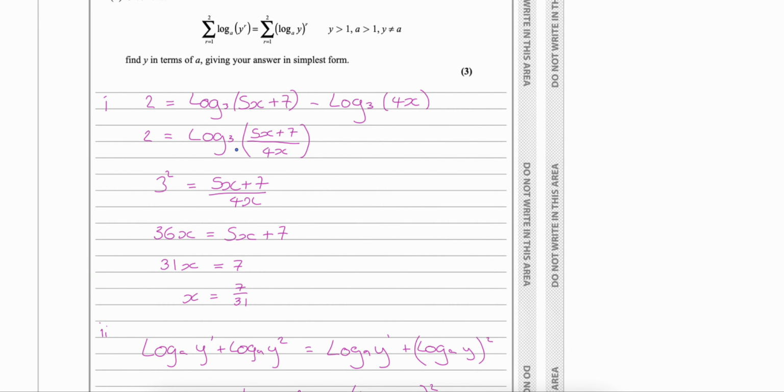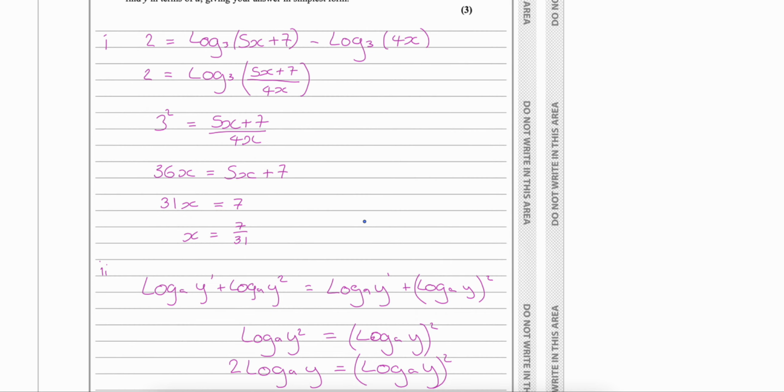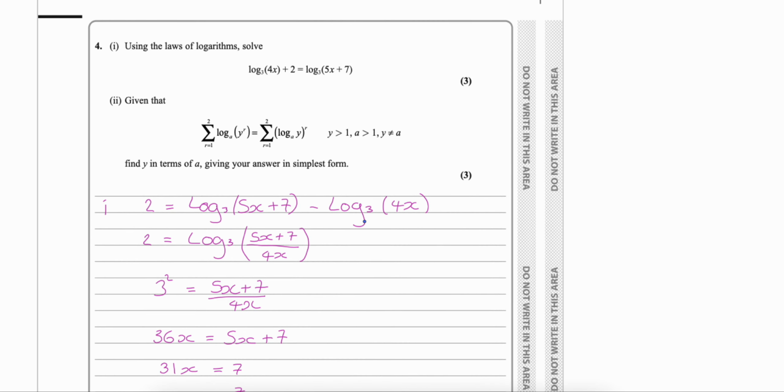So therefore, writing it in exponential form, 3 to the power of 2 is our fraction, multiplied by 4x squared. Subtract the 5x from both sides and divide by 31. Yay, 3 marks.